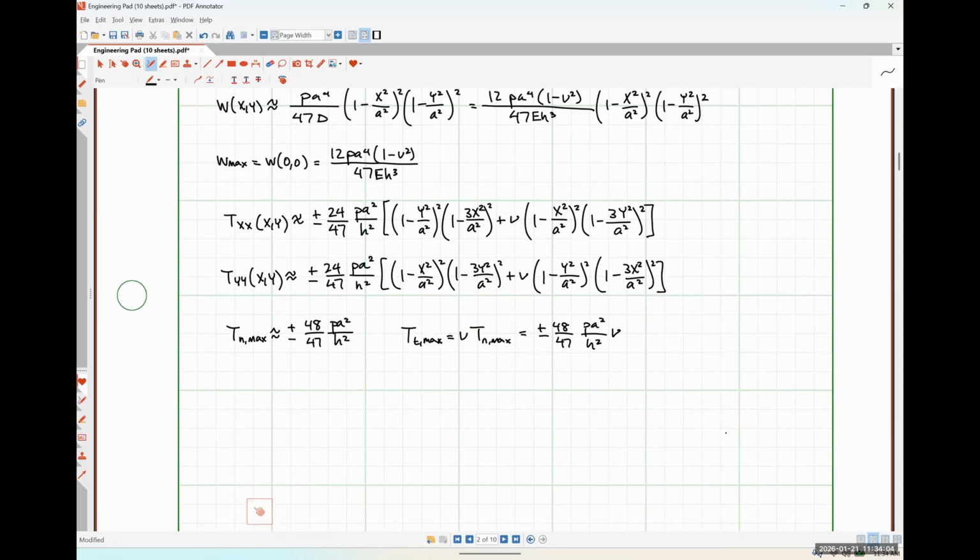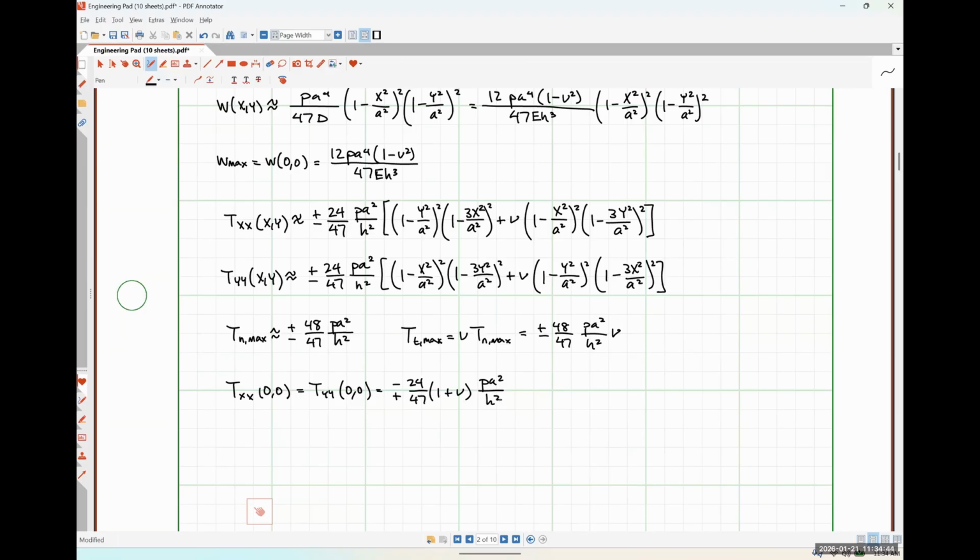At the center of the diaphragm, we're going to see that our normal stress in the x direction and our normal stress in the y direction are equal to each other. And that's going to look like minus plus 24 over 47, 1 plus nu times PA squared over H squared.